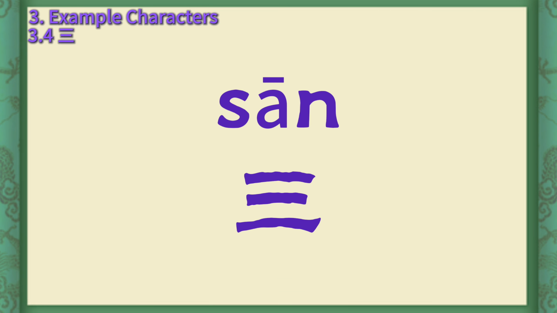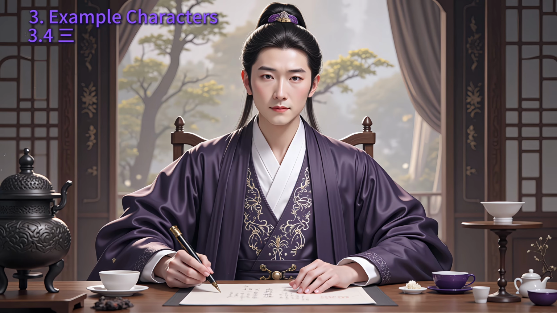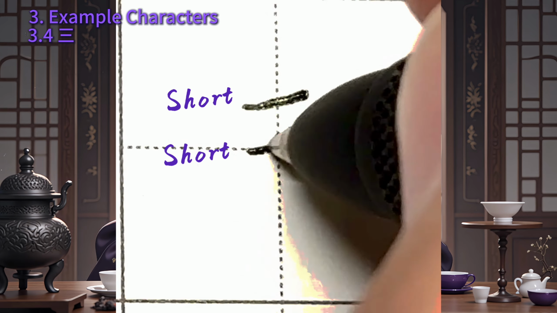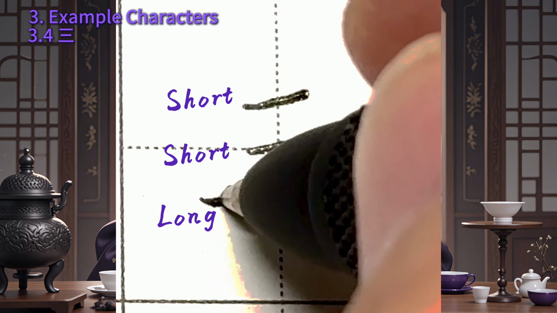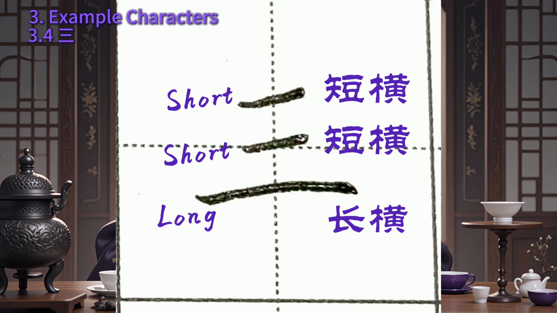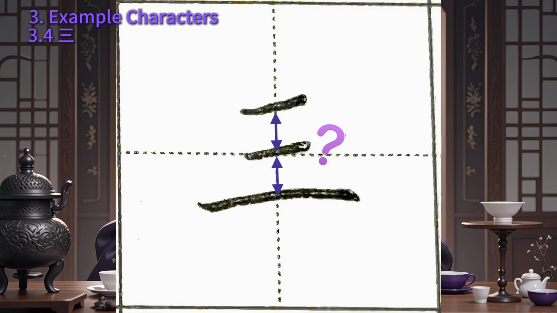The third Chinese character we are learning is san. It follows almost the same Chinese character rules as before. This Chinese character consists of one short Heng, one long Heng. We say 短横和长横 in Chinese. And the same question is, what is the distance between every two Heng? My tip is the distance is just a little bit less than the length of the shortest Heng.